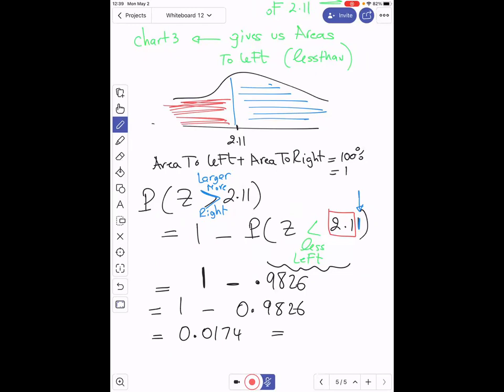The difference, it's 0.0174, and if you want to convert this into a percentage, you just move your decimal point 2 places to the right. So that's 1.74%. All right. So that's the probability that the thickness is more than 7.0 millimeters. It's 1.74%.